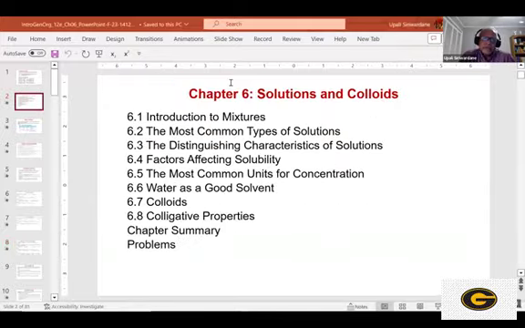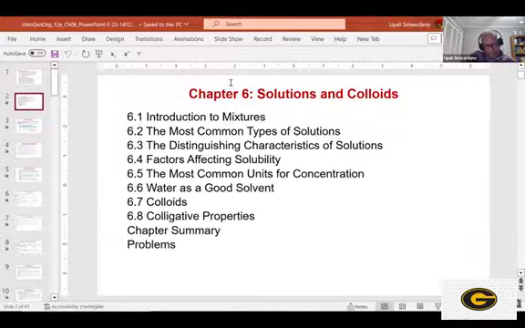Solution and colloids. Solutions are called true solutions. Colloids are homogeneous mixtures, but their solute particle sizes are larger. We go over these topics in the chapter 6.